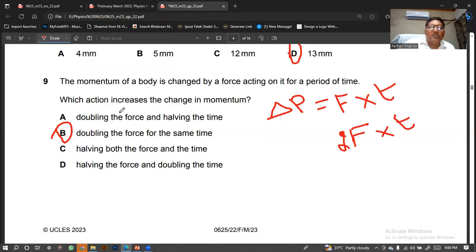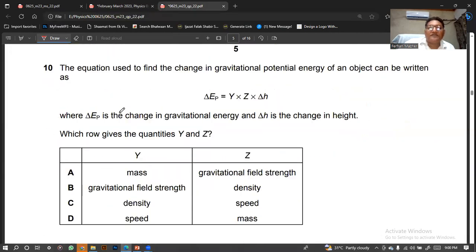Okay, so we are going to the next question. The equation used to find the change in gravitational potential energy of an object can be written as ΔEp = mgΔh, where m is the mass of the body, g is the gravitational field strength, and Δh is the change in the height of the object.